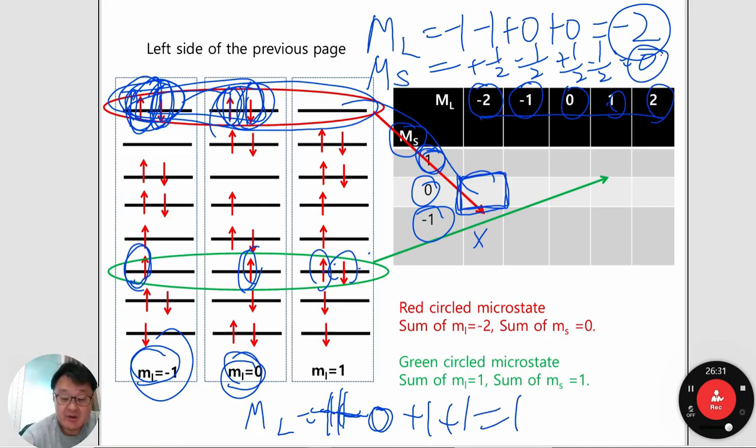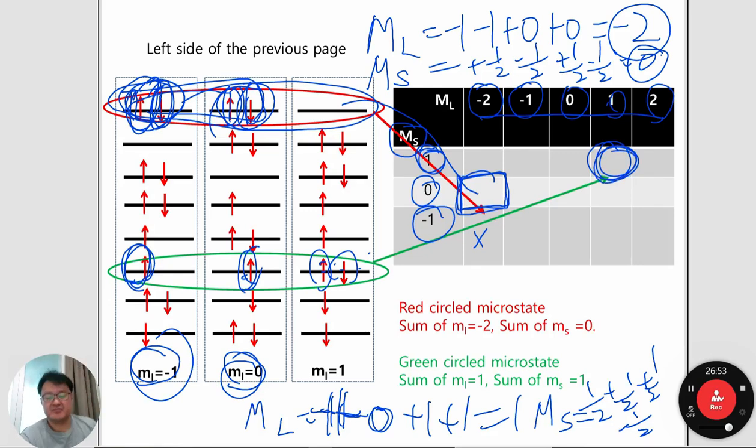Spin quantum number. Plus half, plus half, plus half, minus half. Okay, there should be 1. This should go there. Okay.